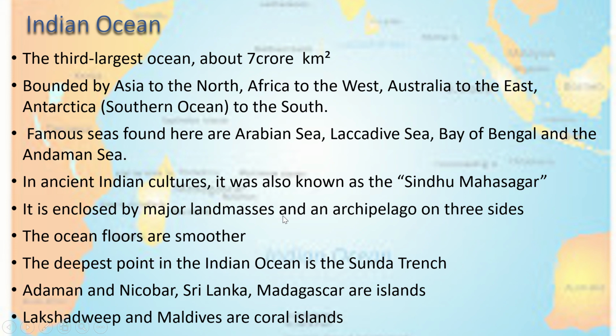And inside this Indian Ocean we have got different seas like the Arabian Sea, the Lakshadweep Sea, the Bay of Bengal and the Andaman Seas. This area, children, used to be called the Sindhu Mahasagar also. Sindhu meaning Indian, Maha meaning huge, Sagar meaning sea. So Sindhu, the Indian, huge sea, Indian Ocean.